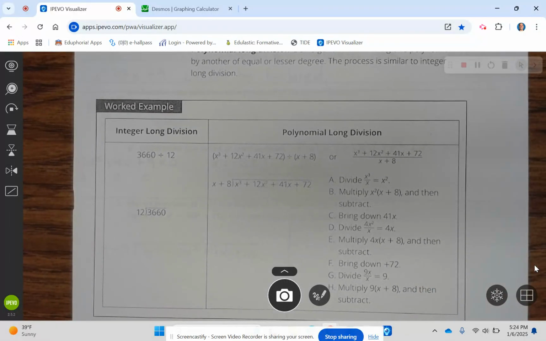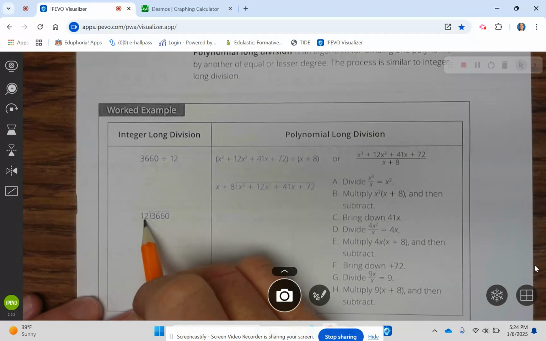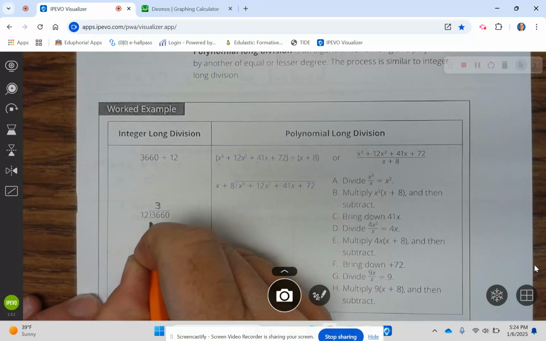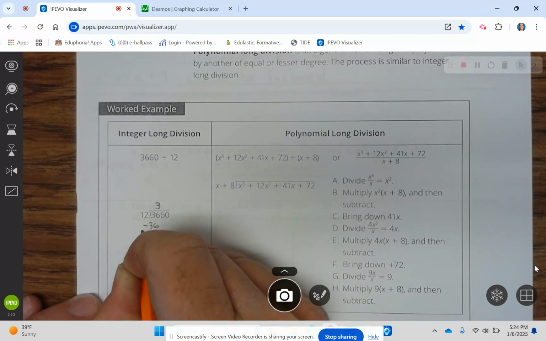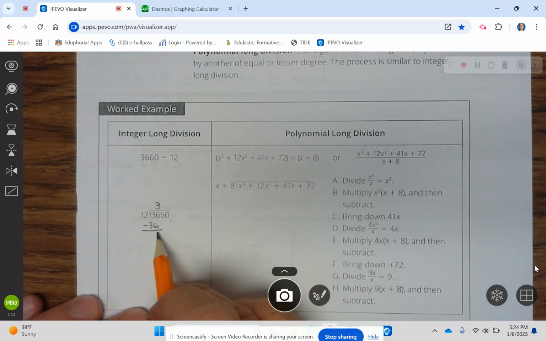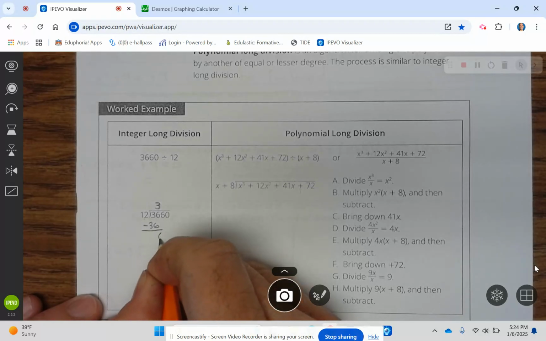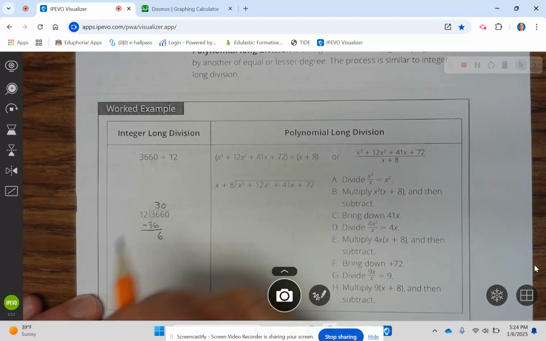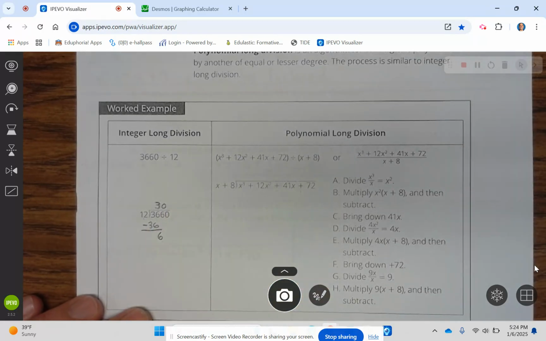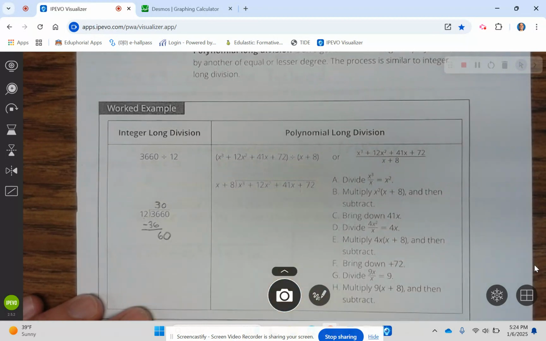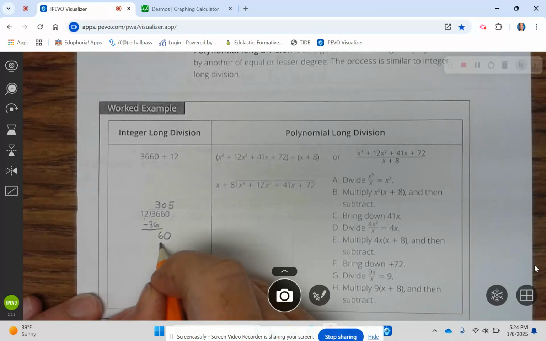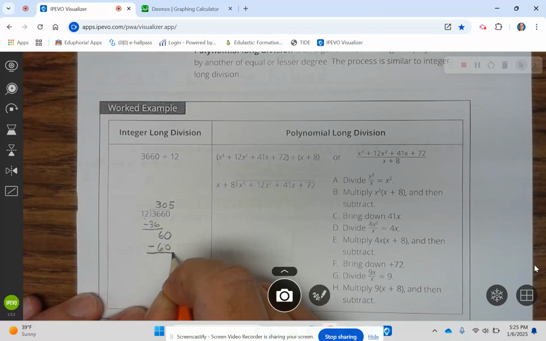Okay, so we have 3,660 divided by 12. So using integer long division, we ask ourselves, 12 times what gives us 36? Well, the answer to that is 3. And then we multiply. 3 times 12 is 36. Well, 36 minus 36 is 0, so we bring down the 6. We ask ourselves, 12 times what gives us 6? The answer to that is 0. There is not a number times 12 that would give us 6. So then we bring down the 0. Now we ask ourselves, 12 times what gives us 60? The answer to that is 5. So 5 times 12 is 60. Subtract, remainder of 0.